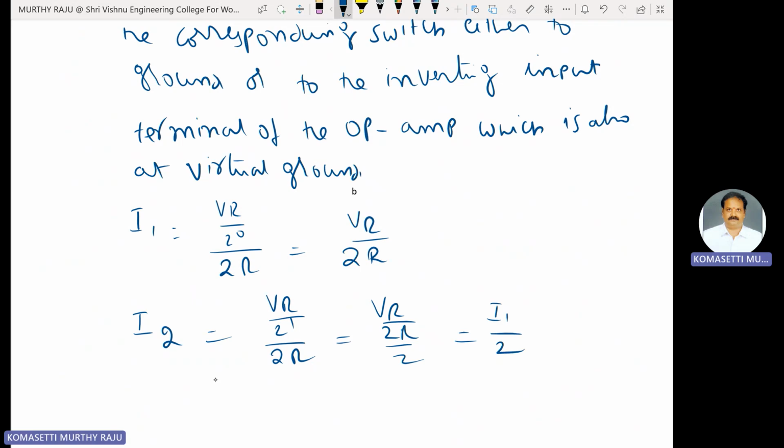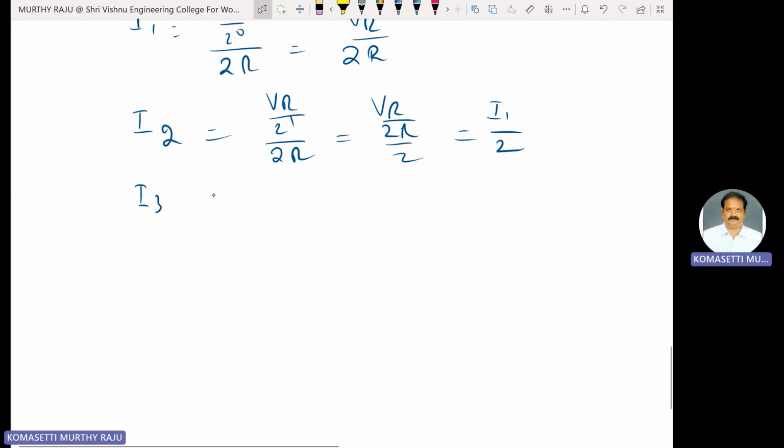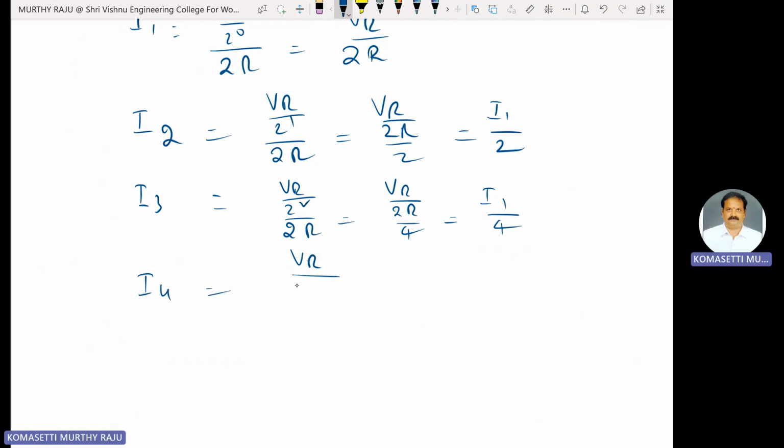It is I1 by 2. I3 is equal to VR by 2 square by 2R, that is VR by 2R by 4. That is equal to I1 by 4. I4 is equal to VR by 2 cube by 2R. That is equal to VR by 2R by 8. VR by 2R is I1. That is I1 by 8, and so on and so forth.